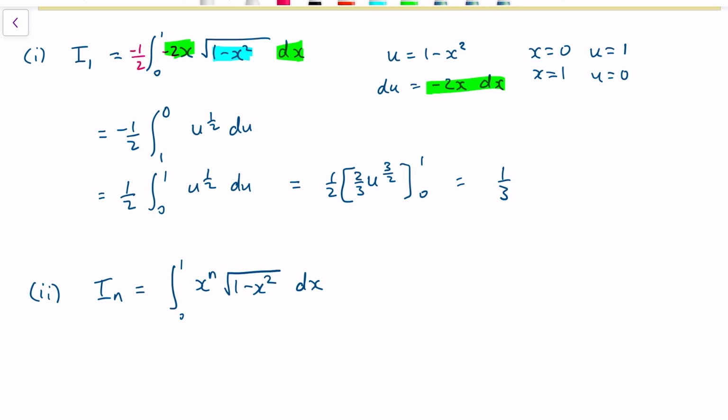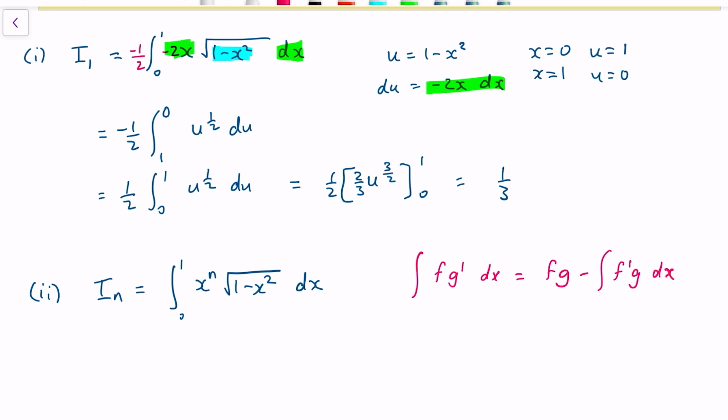So what we do, remember integration by parts is the integral of f g dash with respect to x is equal to f g minus the integral of f dash g dx. So what do we choose?